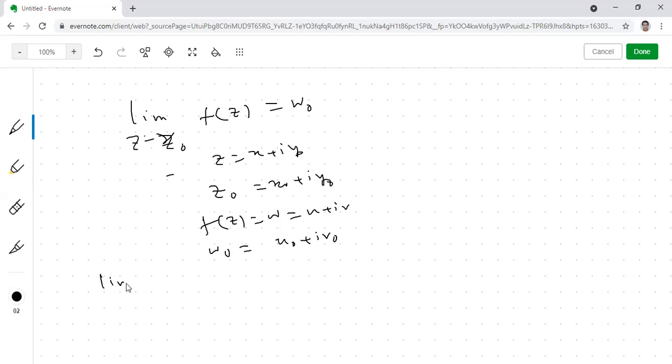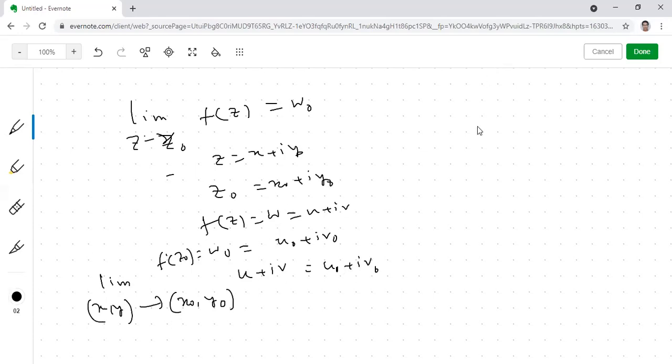So if I segregate this in real and imaginary part, we can write this as f(z) equals w0. W0 is the limiting value. Okay, sir. That means f of z0. Is that clear? Yes, sir. So plus iv0. Now what is the property?